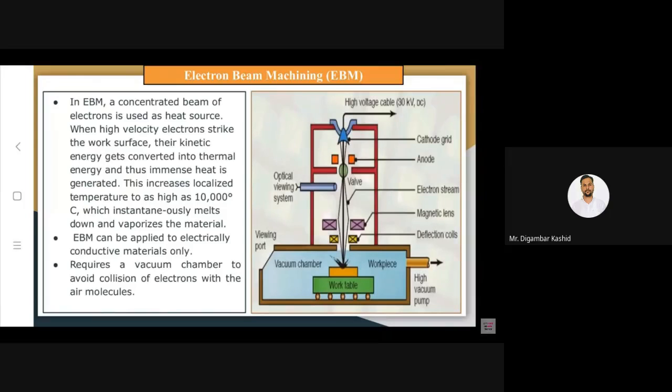And thus, electron beam machining process utilizes electrical current to ground the workpiece.